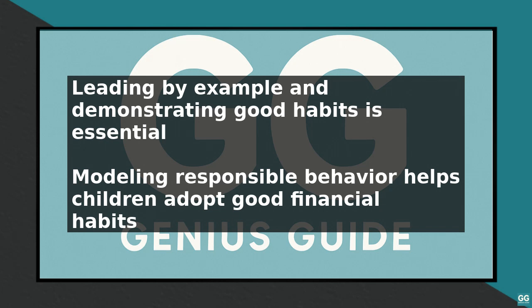By following these best practices and using the features of GoHenry, you can help your child develop good financial habits and a healthy relationship with money. Remember to regularly review your child's account activity, set clear expectations and rules, and lead by example to help your child become financially literate and responsible.